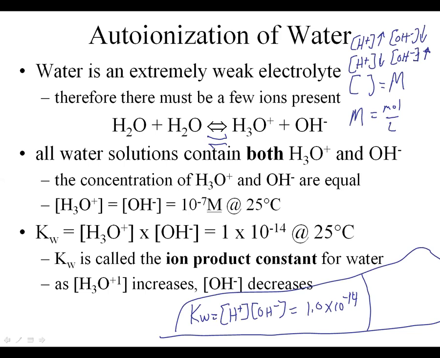So if you calculate it and the H plus concentration is larger than the OH minus concentration, that will mean that the acid part of the solution is bigger than the basic part, and you would expect the solution to be acidic. If the OH minus part is larger than the H plus part, then you would expect the solution to be basic. And if they happen to be equal to each other, each of them would be 1 times 10 to the minus 7 molar, and that would mean it is a neutral solution.